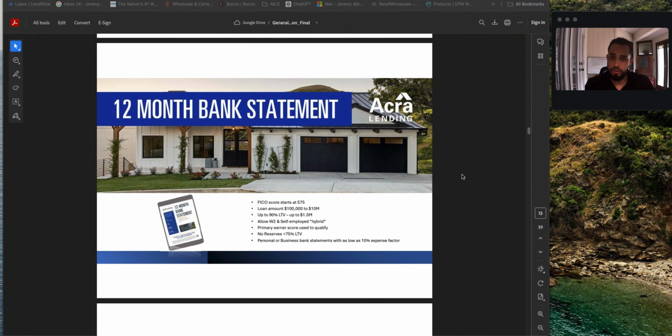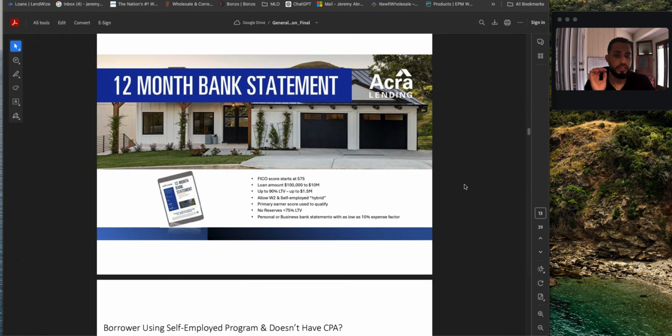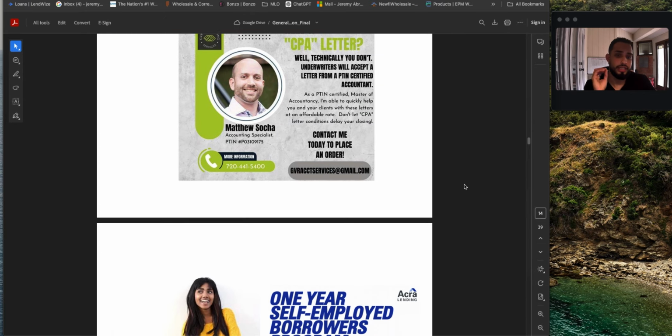She has the cash, right? They have over 10% down to put on the property. They are first-time home buyers, right? This is the first home that they're purchasing. They still qualify. No reserves, 75 LTV. These are things that are key.